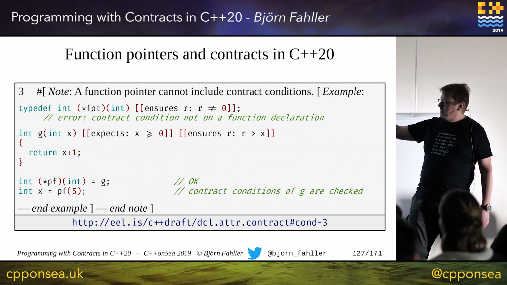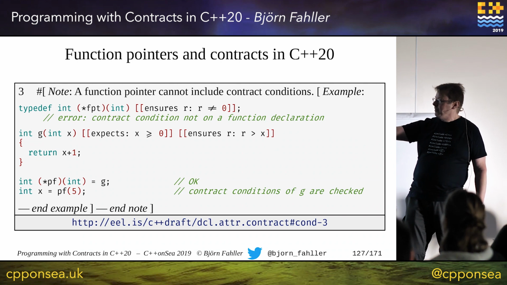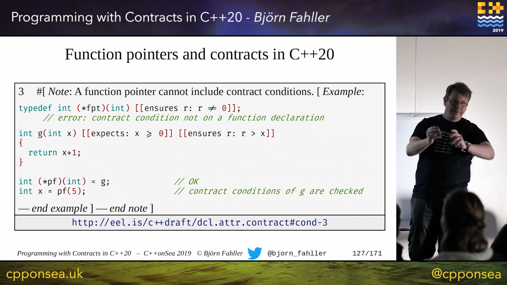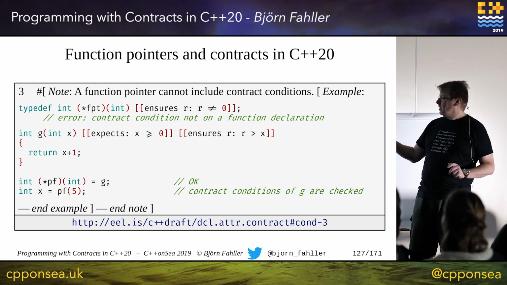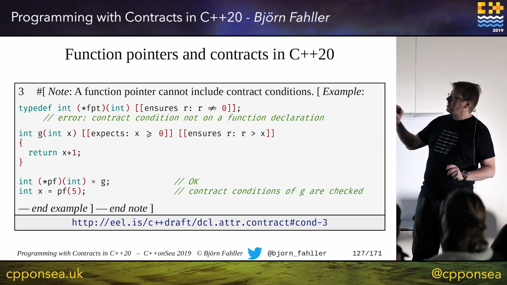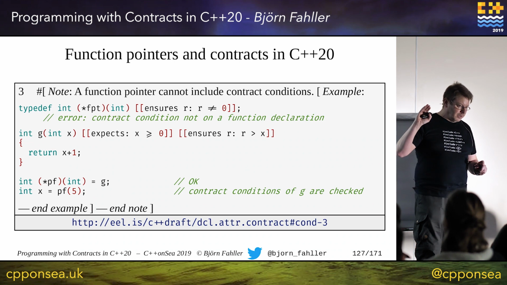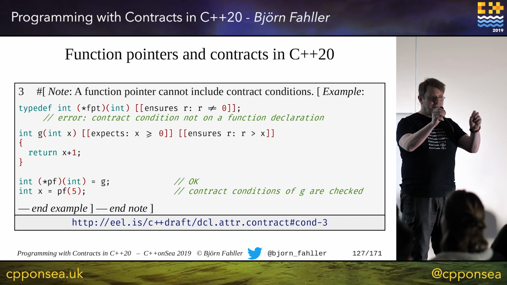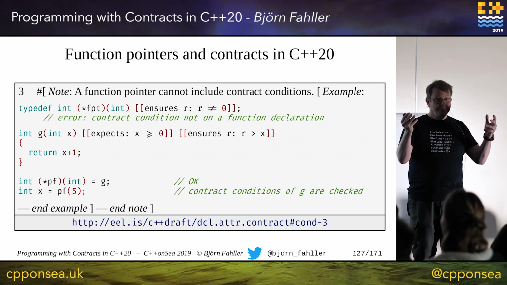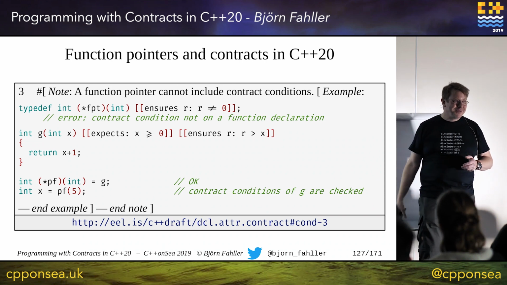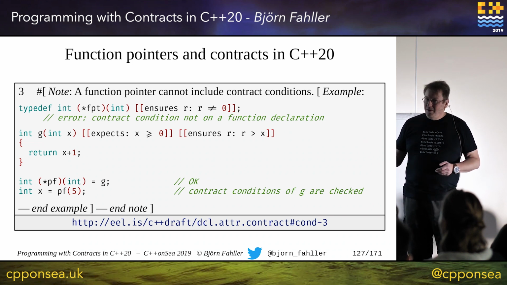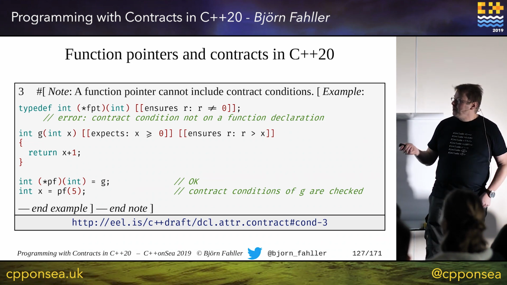You can infer that from this example, since the last line of the example says int x equals pf of 5. So we're calling g through the function pointer pf, and it is checked. So from this we can infer that the checking of a contract of a function is implemented inside the generated function body. There must be. Otherwise, there would be no other way to make this happen. So, yeah, that is how those are supposed to work. We'll get back to some consequences of that.